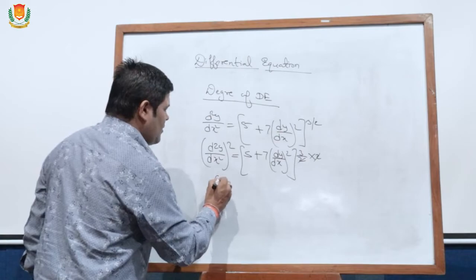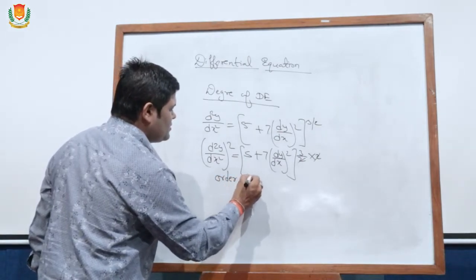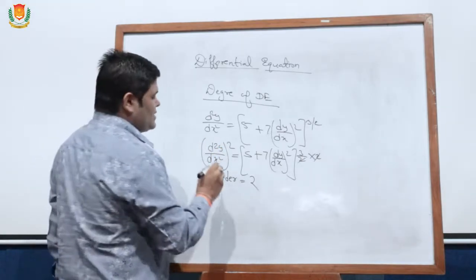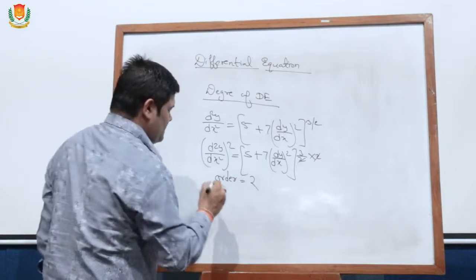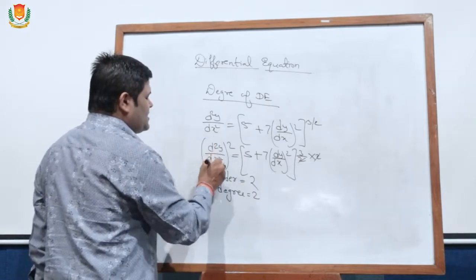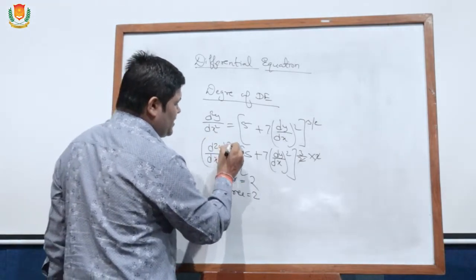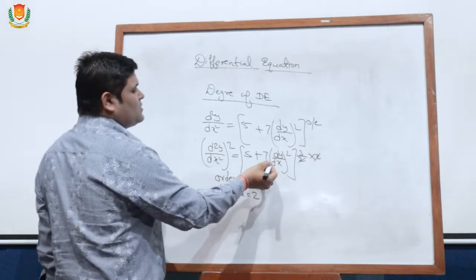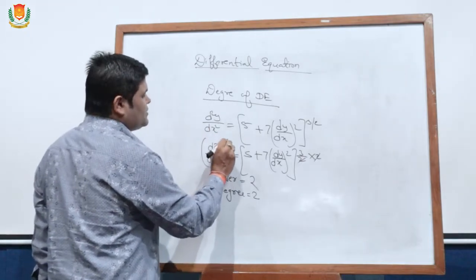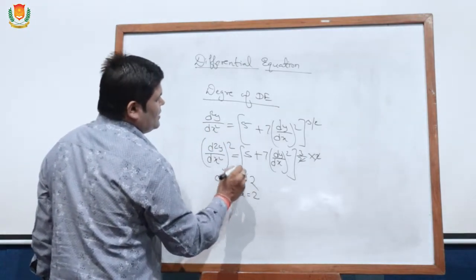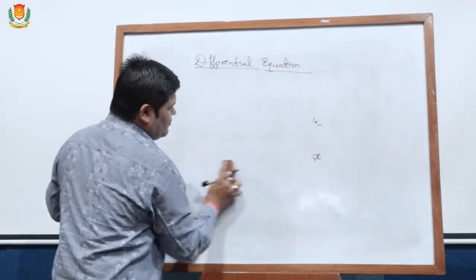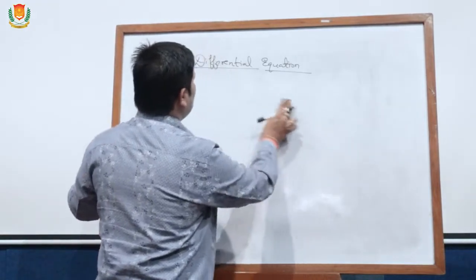Here, first the order. The order is 2, because of d2y upon dx2, which is of order 2. And what is the degree? The degree is 2, because this is the highest order derivative and its power is 2. The other is also a derivative, but it is not the highest order. The highest order derivative is this one and its power is 2. So the degree is 2 and the order is 2. By this method, we easily get the degree and order of a differential equation.